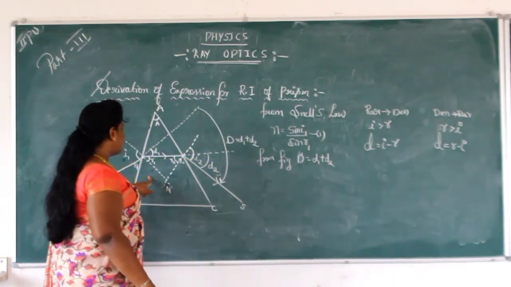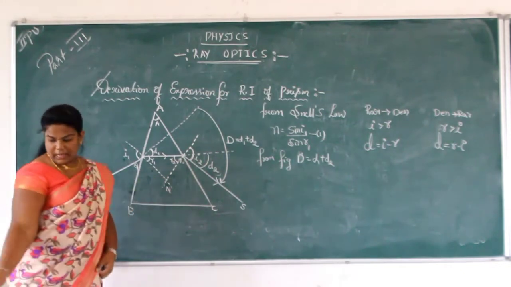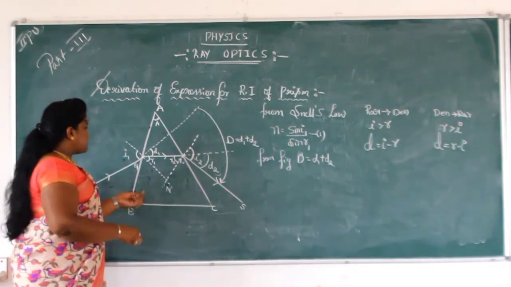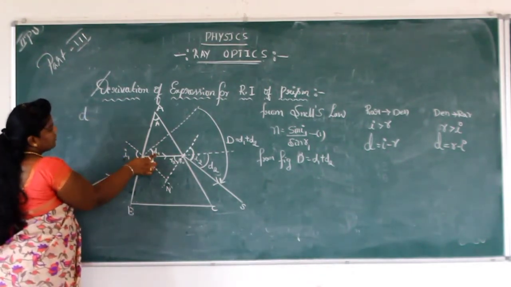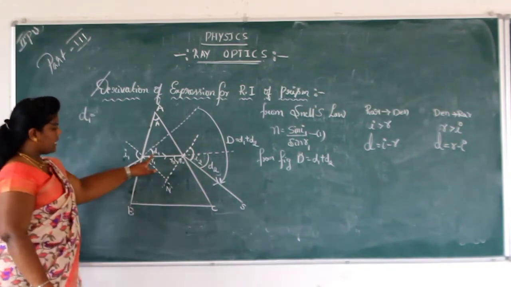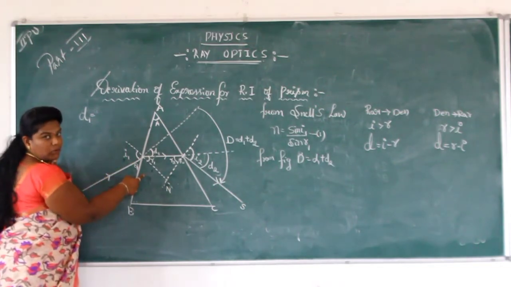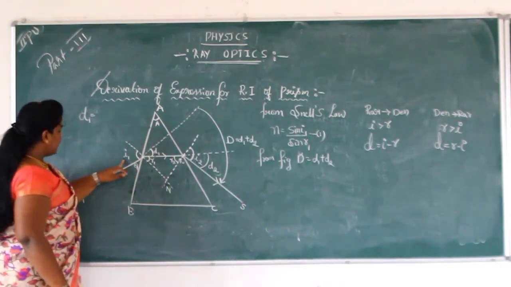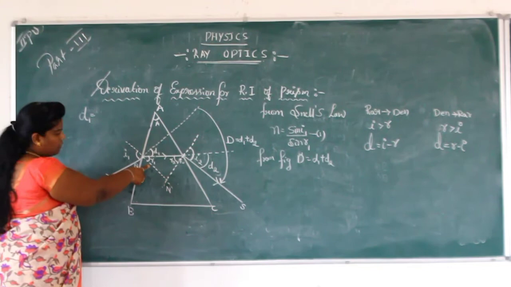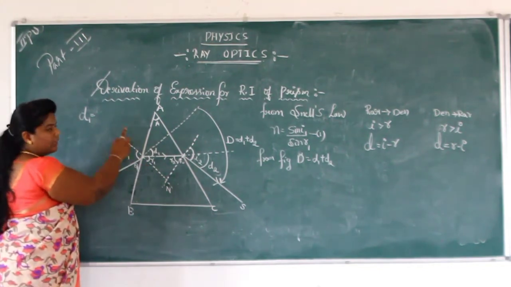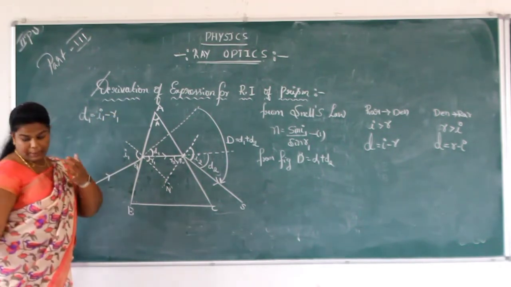I am going to apply it for the first refracting surface, as well as for the second refracting surface. Let us observe it carefully. For the first refracting surface, the angle of deviation is D1. Here the ray of light is traveling from rarer medium to denser medium. So when a ray of light travels from rarer to denser medium, angle I1 is greater than R1. So the angle of deviation D1 can be written as I1 minus R1.